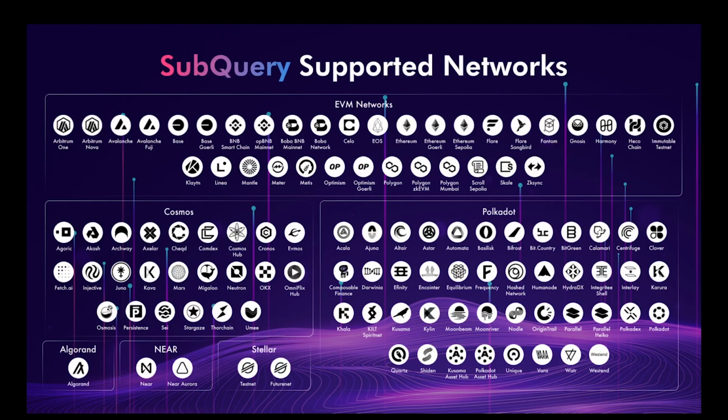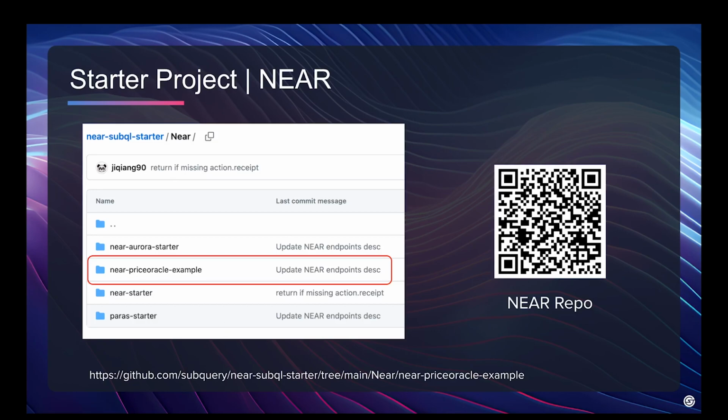And on this next slide, you can see some of the supported networks. Across the top here, we've got the EVM networks. And then, of course, Polkadot on the right-hand side here, Cosmos, Algorand, and of course, Near. And we want to help grow the Near ecosystem as well, helping the developers get the data that they need. Okay, so that was a very quick overview.